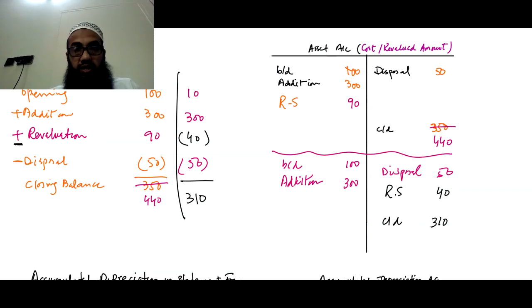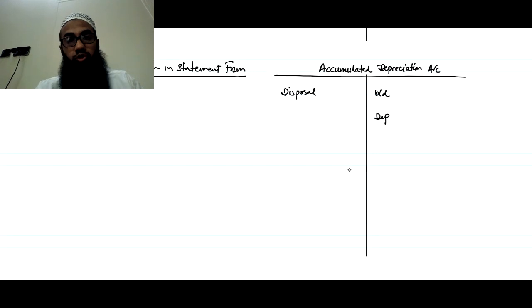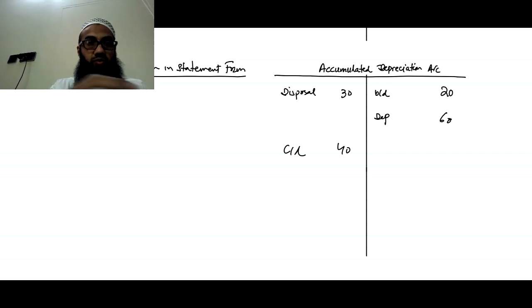Moving forward, if we write accumulated depreciation in statement form, these three things are here. Usually without revaluation, say assuming BD was 20, depreciation for the year was 40, and on account of disposal, accumulated depreciation transferred as 30. So what would be the carried down balance? I don't like the same figures, let's change these amounts. Say assuming 60 is your depreciation and 30 is your disposal, 60 plus 20 is 80, minus 30 came as 50.